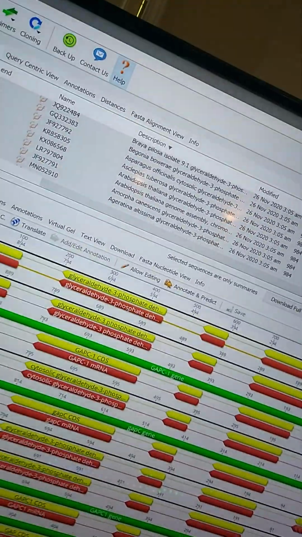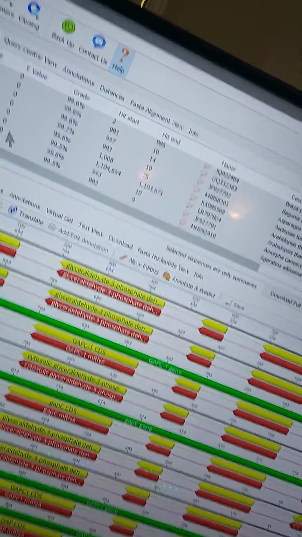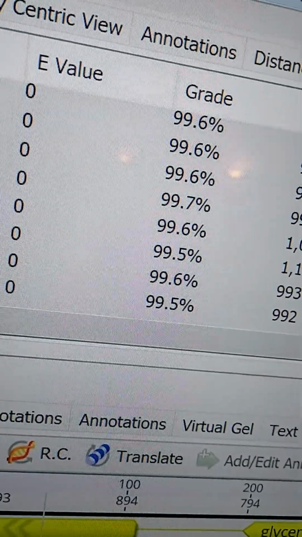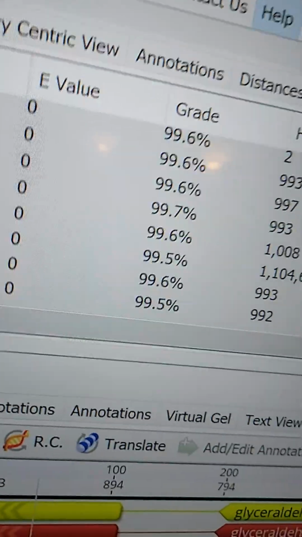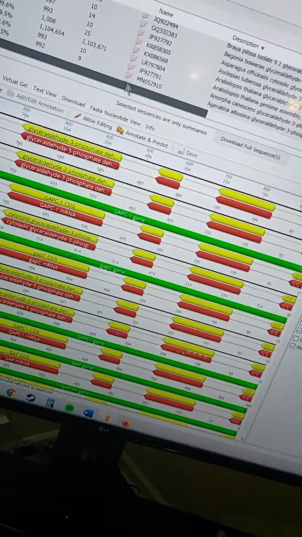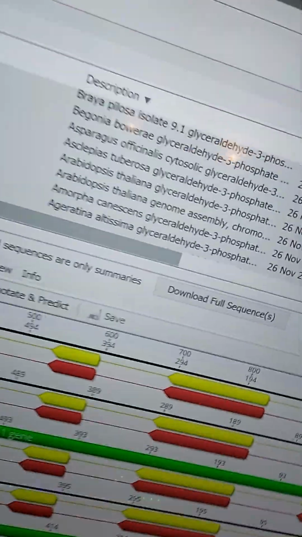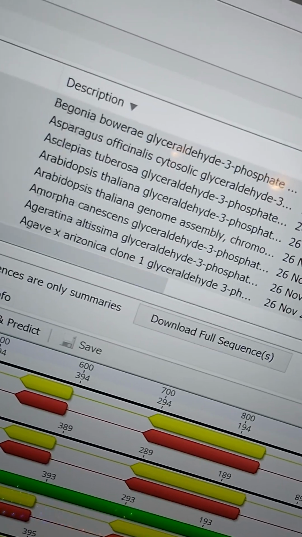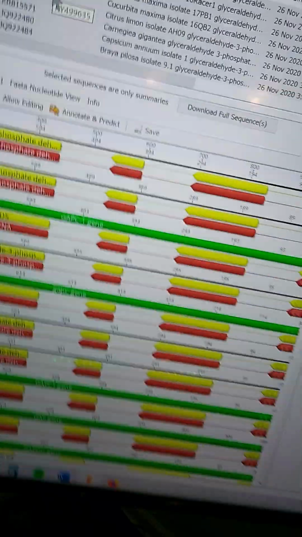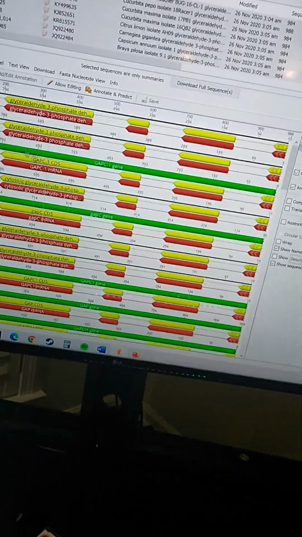And the fact that almost all of these have grades between 99.5% and 99.7%, I mean, they're incredibly similar. It's almost mind-boggling to think about. And these graphs go on and on and on, they just continue. It's very, very beautiful to watch sometimes.